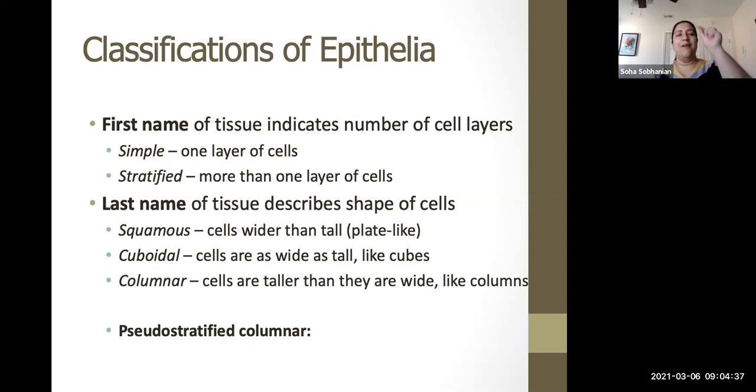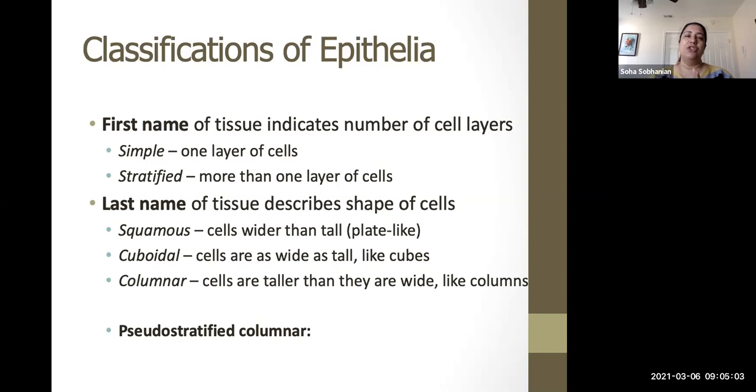If I simply have one layer of cells, I'm going to use the word simple. If I have more than one layer of cells, it doesn't matter how many, as long as it's more than one, it is referred to as stratified. It could be two layers, or it could be 20 or 30 layers of cells. As long as it's multiple layers, it's called stratified.